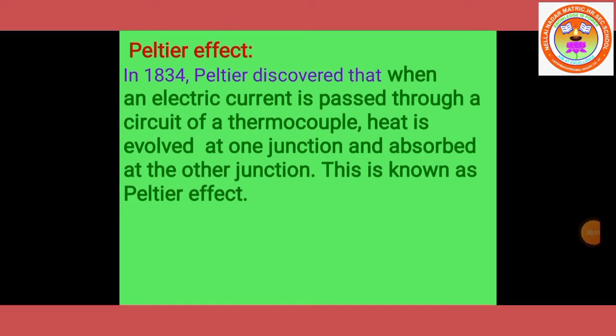Students, next topic, Peltier effect. In the year 1834, Peltier discovered that when an electric current is passed through a circuit of a thermocouple, heat is evolved at one junction and absorbed at the other junction. This is known as the Peltier effect.